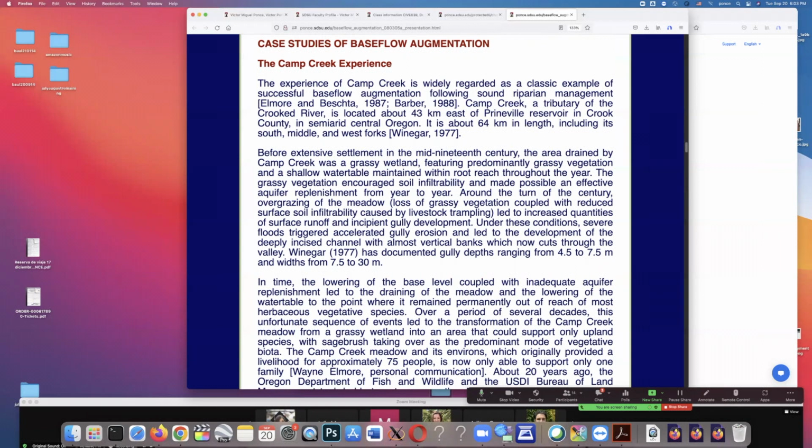The experience of Camp Creek is widely regarded as a classic example of successful baseflow augmentation. When I Googled, or not Googled, I shouldn't say that.